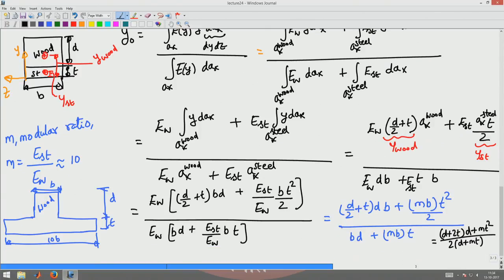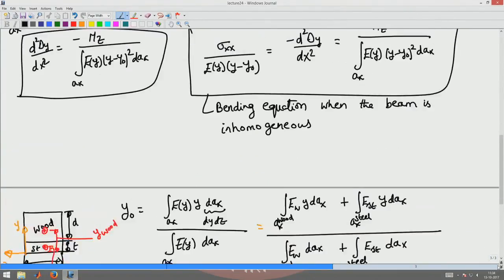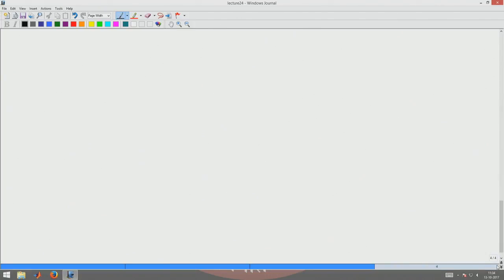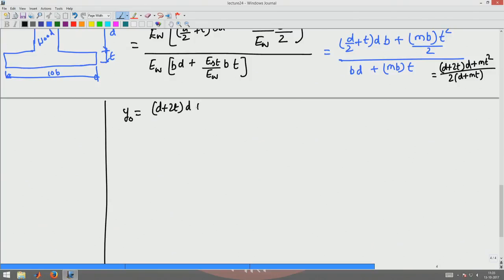Now, I have estimated y naught. Now, let us go ahead and estimate the other term which appears in the denominator of the M_z moment. Let us now compute this term, integral of E y (y minus y naught) whole square dA. For this beam we have assumed, we have computed y naught as (d squared plus 2t d plus m times t squared) divided by 2 times (d plus m times t).